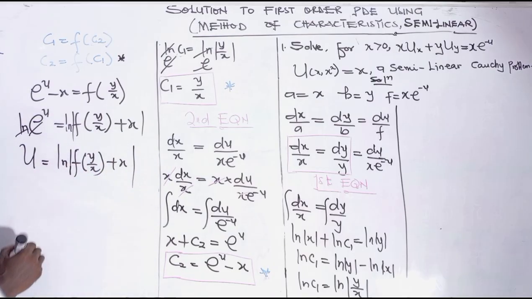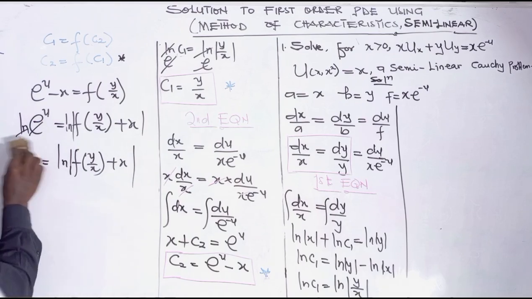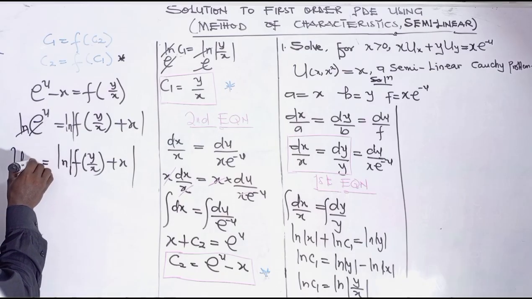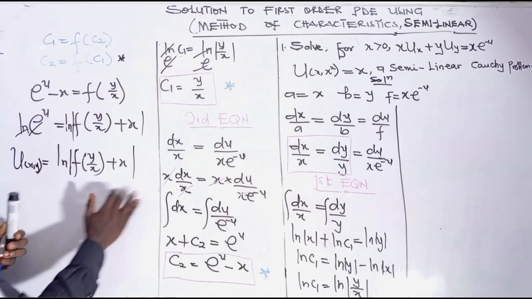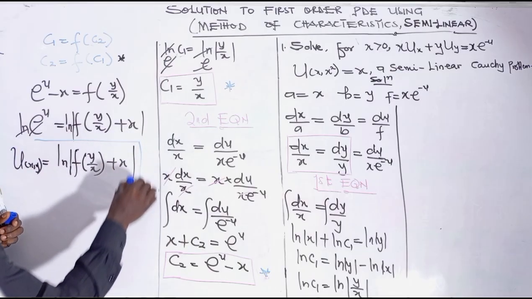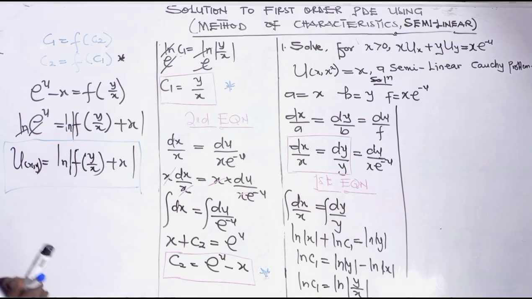So our general solution, which is a function of x and y, let's write it as this: it gives us u of x and then y gives us that. So this one becomes our general solution.